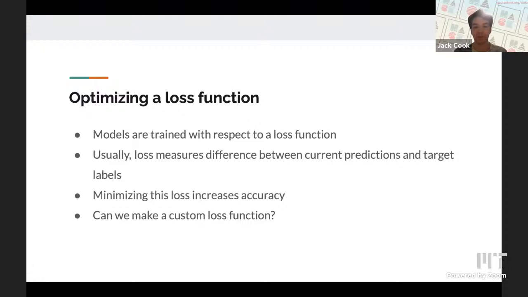And you want to measure the difference between those outputs that the model is giving you and the target labels, or what you would want it to output. And so you have a loss function that measures that difference. And then if you try to minimize that loss, it increases the accuracy because your model iteratively gets closer and closer and closer to making the right prediction. So this is generally how you're going to change the weights in a neural network. And so if you're thinking about how we can encode a message in the weights of the model, you might be thinking about how we can kind of hijack this process. Can we make a custom loss function?